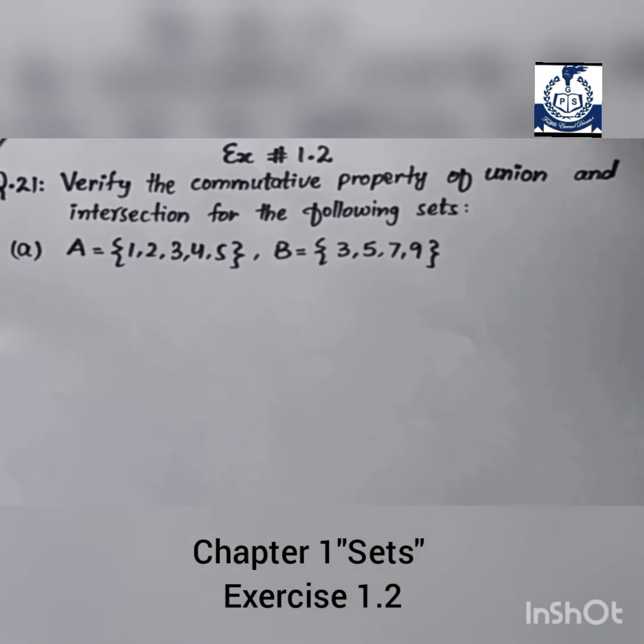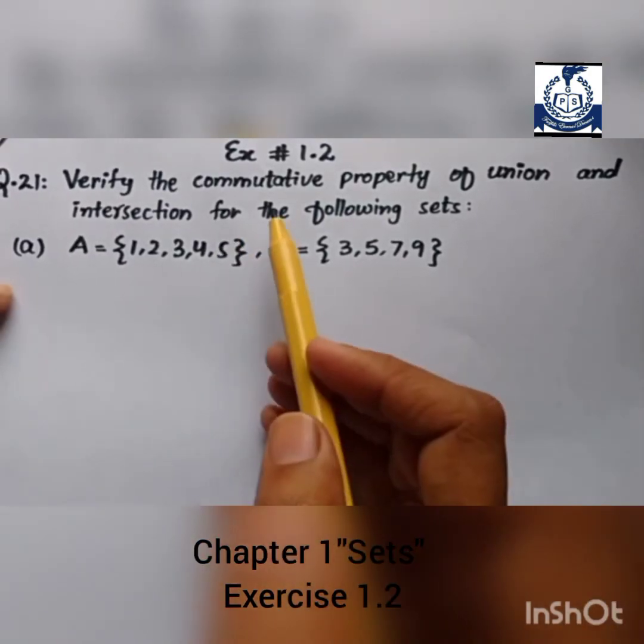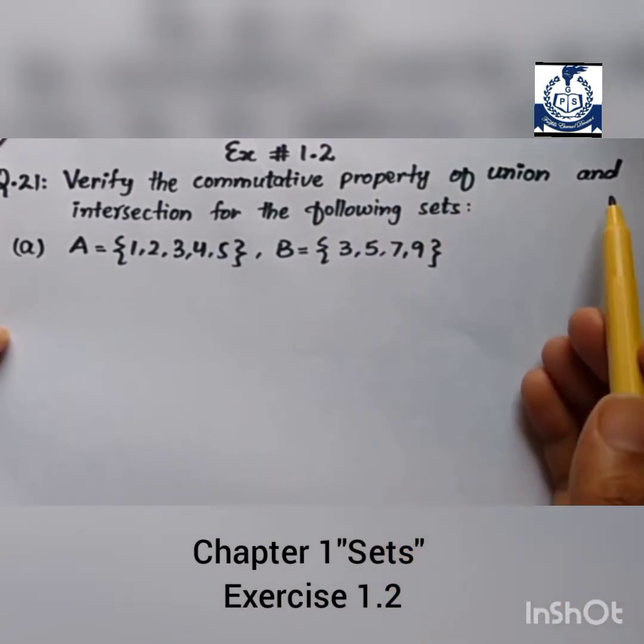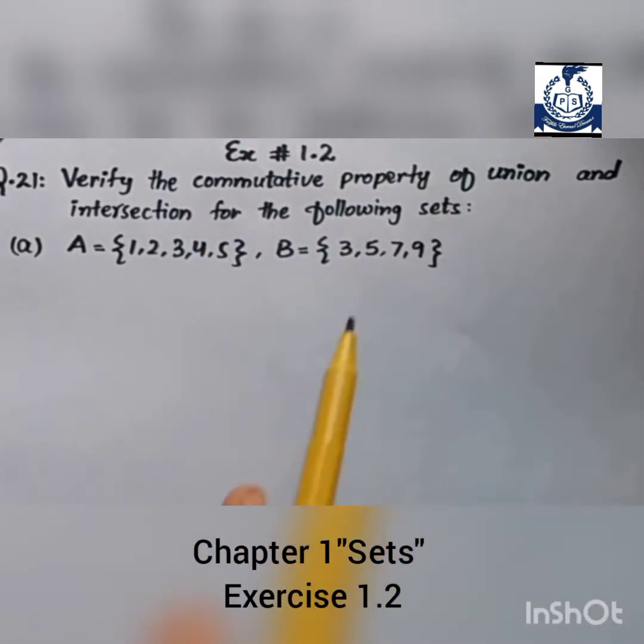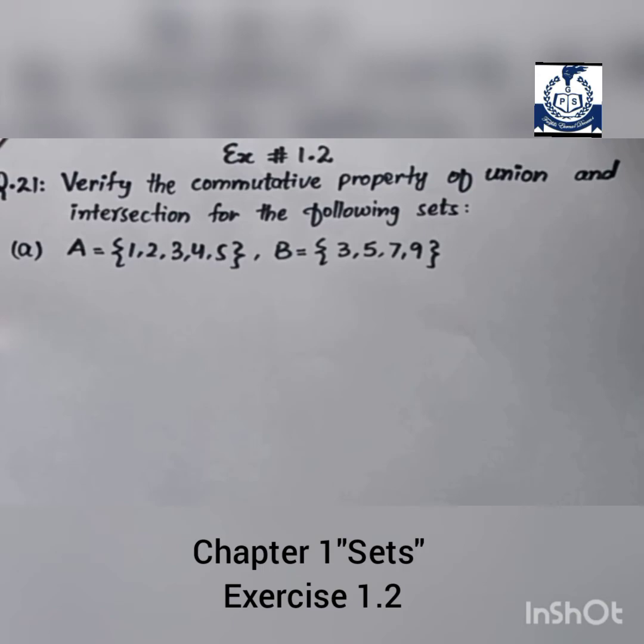Question number 21 is: verify the commutative property of union and intersection for the following sets. Set A is equal to 1, 2, 3, 4, 5 and set B is equal to 3, 5, 7, 9. So in this question we need to verify the commutative property of union and the commutative property of intersection. So first we need to discuss what the commutative property is.